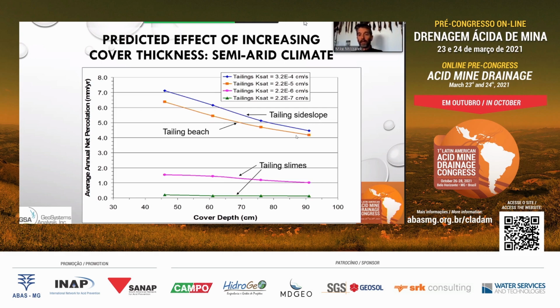the net infiltration that would occur through the cover system. Whereas in the slimes, because the tailings were quite low permeability and they would hold the water up into the cover system, the effect of increasing cover above 45 centimeters was not significant. So you can end up with variable design on your facility where one part can have quite a bit more cover than other parts, but you can only do this through a good characterization process and some modeling.